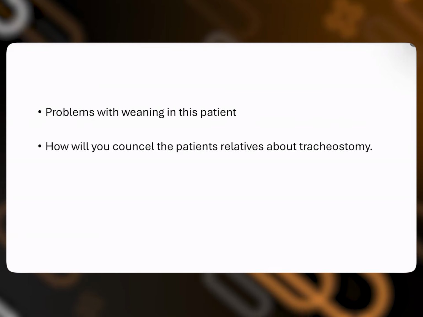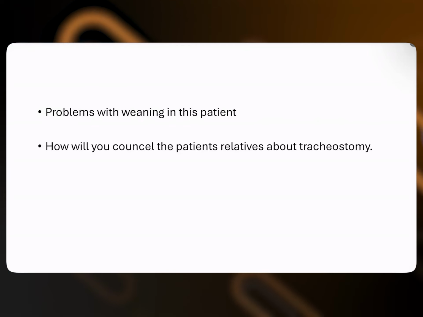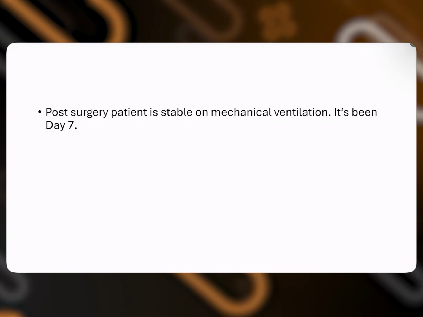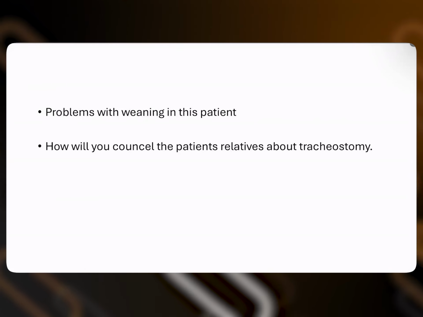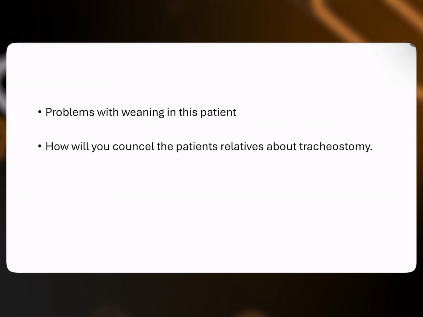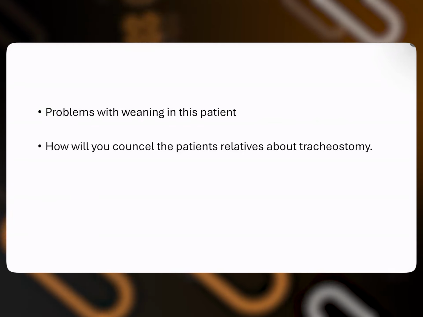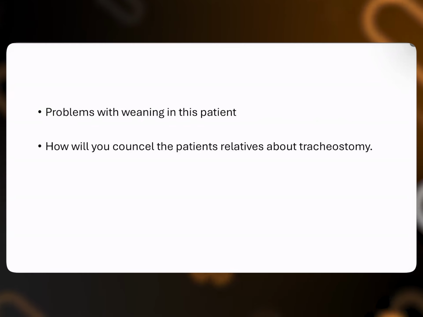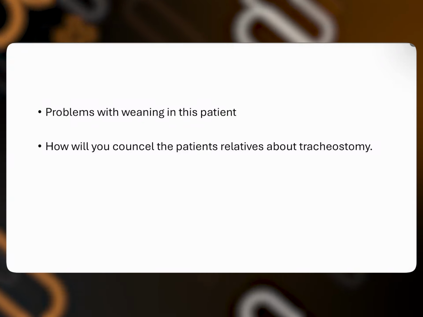But now what they want to ask you is that there are some problems in weaning this patient because the patient is now more stable. It's 7 days. So now you think about weaning the patient. So now the patient relatives want to know when the patient can be weaned off the ventilator. So you tell them about tracheostomy, that the patient may need tracheostomy because it's already day 7. So how will you counsel the patient relatives regarding this?